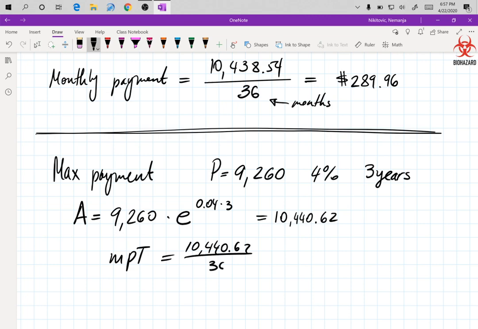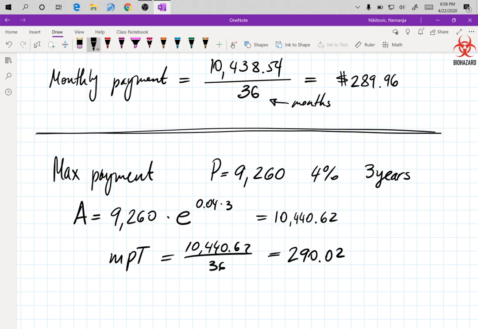I take 10,440.62 divided by 36 payments to get 290.02. So you see that, right? It literally added 6 cents to tell you that, right? That's the maximum that you can get.